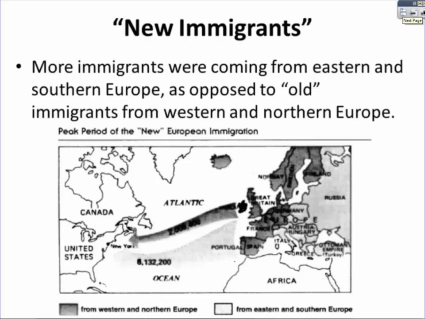The term new versus old immigrants is very important. Old immigrants would have come from Western and Northern Europe and would have had a much easier time learning English and adjusting to American culture. However, more and more immigrants were beginning to come from Eastern and Southern Europe, and those people became known as new immigrants. This map from an old Regents exam shows the drastic increase in the late 1800s, early 1900s of immigrants from Eastern and Southern Europe. The language barrier and culture barrier is a little bit harder for these immigrants than old immigrants.